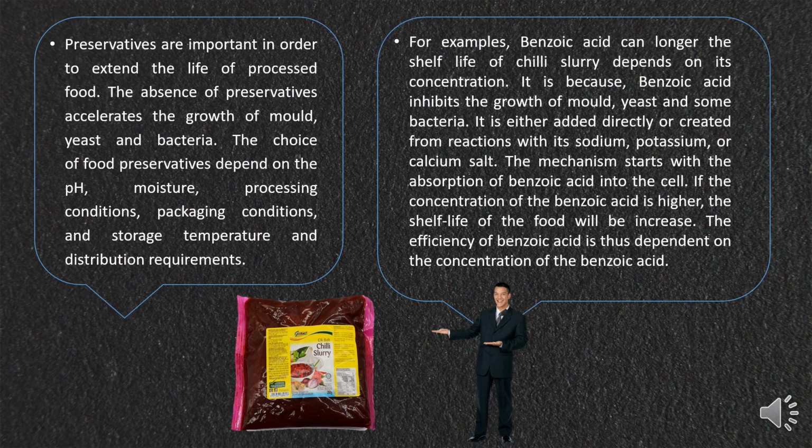The mechanism starts with the absorption of benzoic acid into the cell. If the concentration of the benzoic acid is higher, the shelf life of the food will be increased. The efficiency of benzoic acid is thus dependent on the concentration of the benzoic acid.